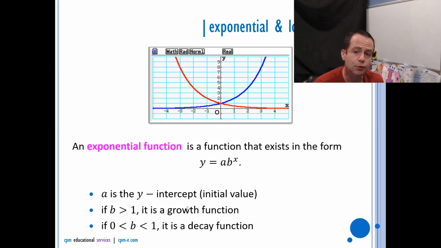If B is greater than 1, so if your rate here is greater than 1, it's a growth function. So it would look like the blue graph I've shown you here. And then if B is a fraction, if it's between 0 and 1, it's a decay function, okay? So that would be the red graph that I'm showing you here. Okay, so the blue graph is a growing graph, and the red graph is a decaying graph.